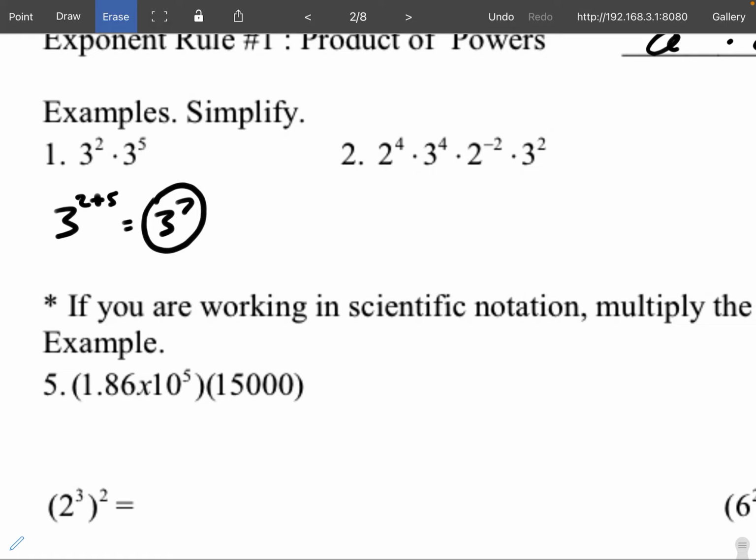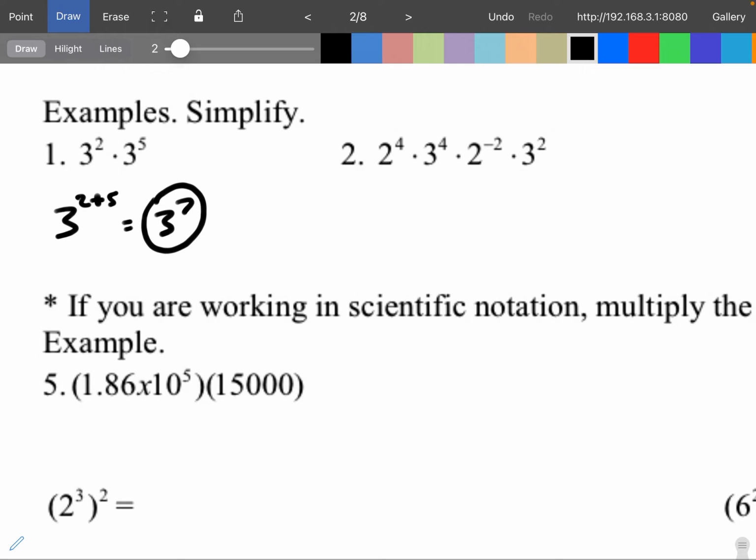So then on number 2, you can multiply in any order you want, okay? Multiplication is commutative. So we're going to do 2 to the 4th times 2 to the negative 2 power times 3 to the 4th times 3 to the 2nd power. So we're going to get 2 to what power? Yep. You add the powers. So 4 plus negative 2 would be 2 times 3 to the, yep, 4 plus 2 is 6.